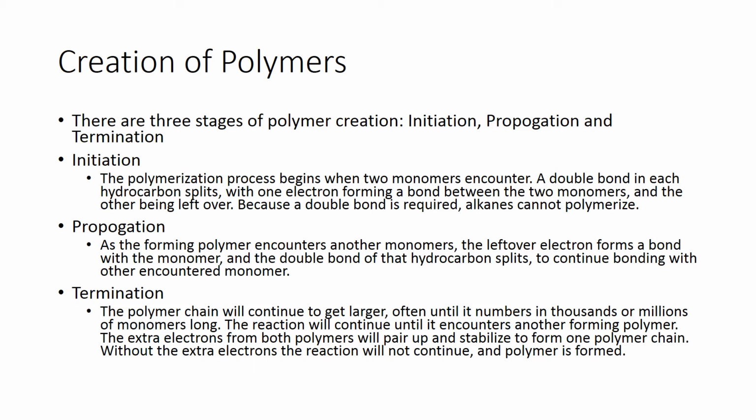Then the termination stage. The polymer chain will continue to get larger, often until it numbers in thousands or millions of monomers long. The reaction will continue until it encounters another forming polymer. The extra electrons from both polymers will pair up and stabilize to form one polymer chain. Because there are no more free electrons, the reaction will not continue and the polymer is formed.